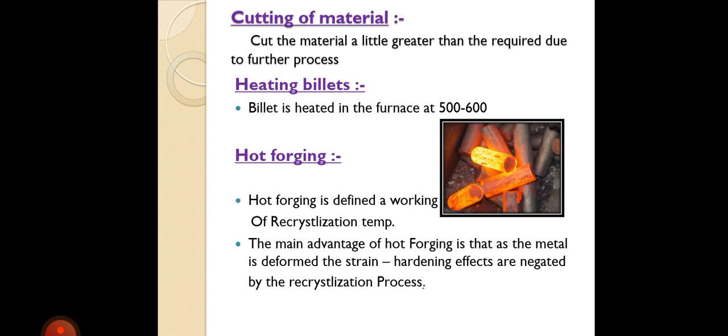Heating billets. The billet is heated in the furnace at 500 to 600 degrees Celsius. Then the next process is hot forging. It is a very important process to manufacture the connecting rod. Hot forging is working at the recrystallization temperature. The main advantage of hot forging is that as the metal is deformed, the strain hardening effects are negated by the recrystallization process.